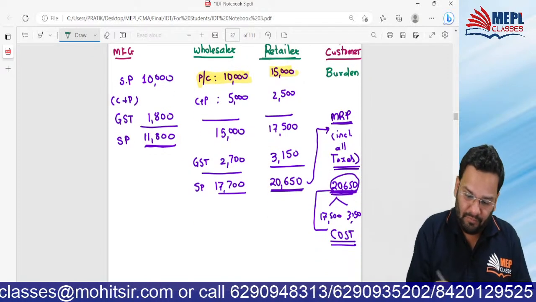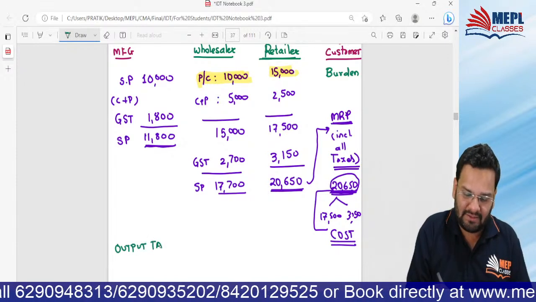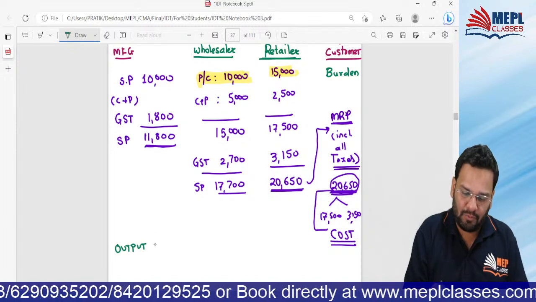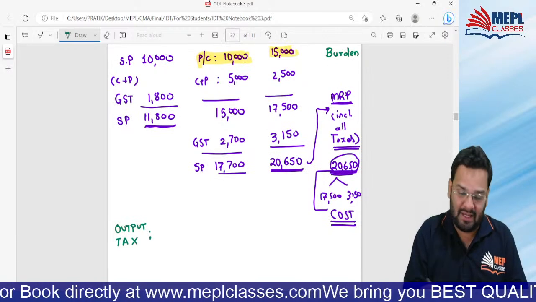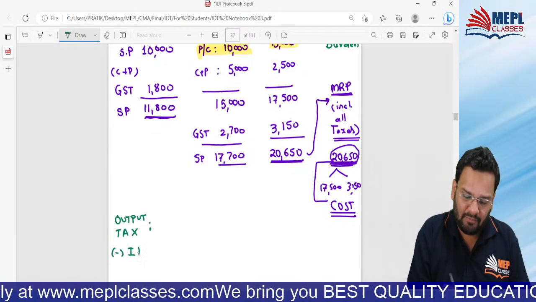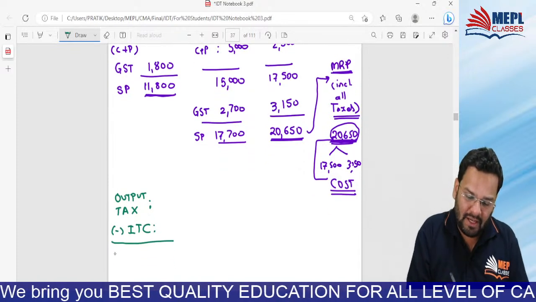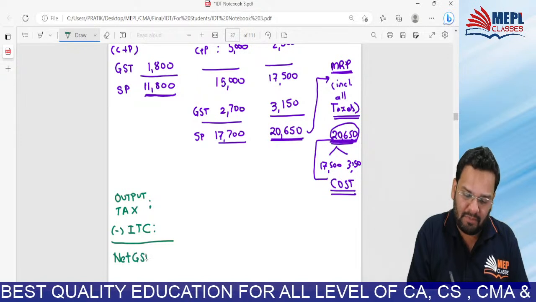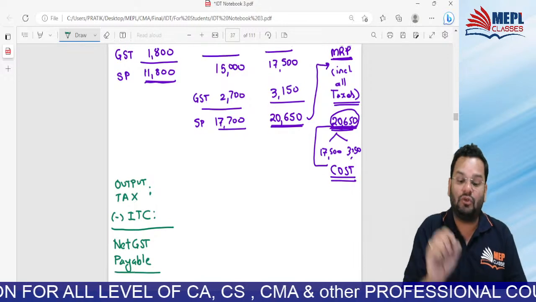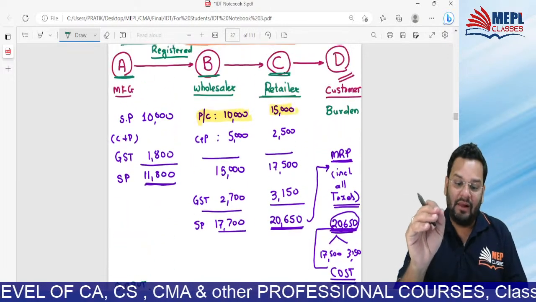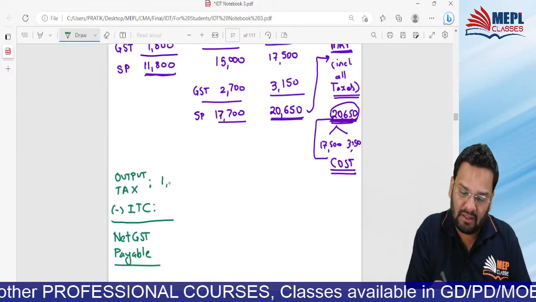Now we have to talk about two things here. Output tax. Yes, there is an output tax, which is the tax collected on doing the sale. From that you subtract input tax credit and you will get net GST payable. Now see the fun. A collected from B 1,800 rupees.